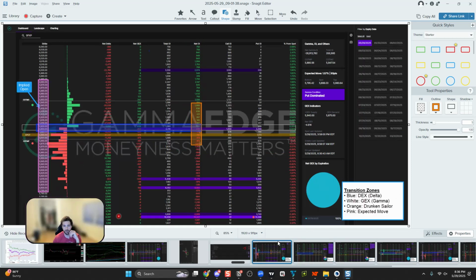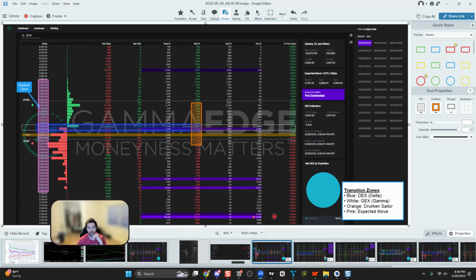Flipping over to SPX 0DTE, looking at our key transition zones coming in today, that was 5900, 5905, so 5900 in confluence with the full complex. And then the Drunkenmiller range was 5940 to the upside, 5875 to the downside. We opened right at the top of the range, 5940. That was the high set for the day as well.